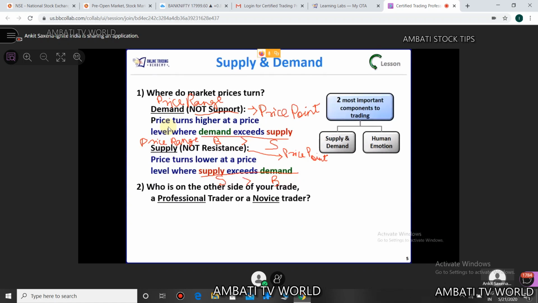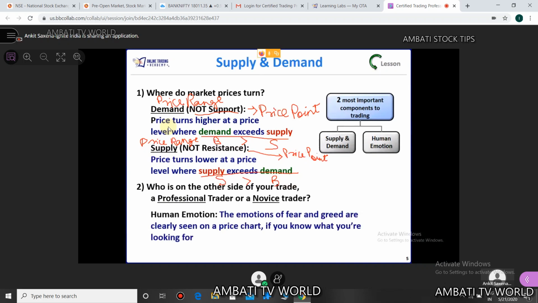So who is on the other side of your trade? If we are a professional trader, who is on the other side of your trade? The novice traders. If we are a professional trader, we are trading with the professional traders, isn't it? With the help of this strategy, we are trading with the professionals. And when we are trading with the professionals, who is on the other side of our trade? The novice traders are on the other side of our trade.